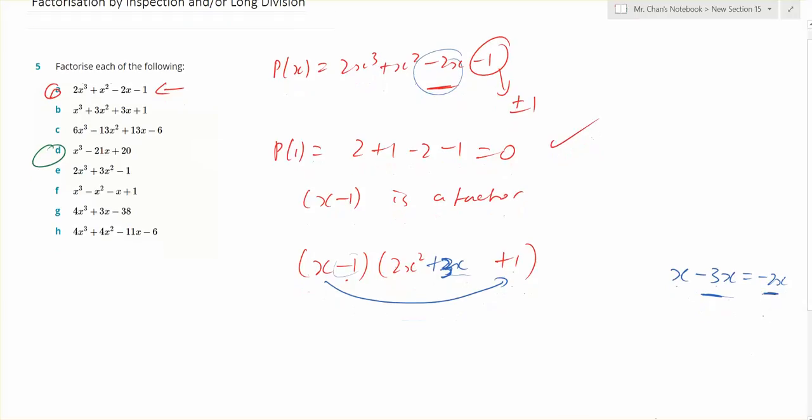Now remember, we have to check whether our factorization actually works by looking at the x squared term. So we'll look at the contributors to the x squared term. Negative 1 times 2x squared is negative 2x squared, and the other contributor is x and 3x. X times 3x is 3x squared. Negative 2x squared plus 3x squared equals 2x squared, and that's exactly what we have. So this factorization is correct.